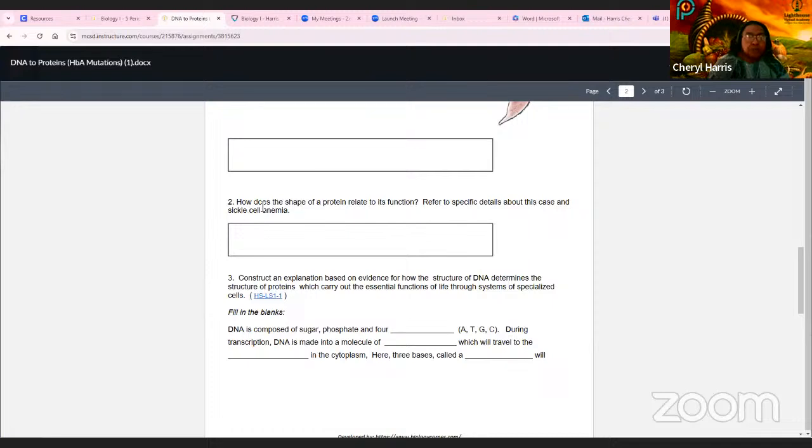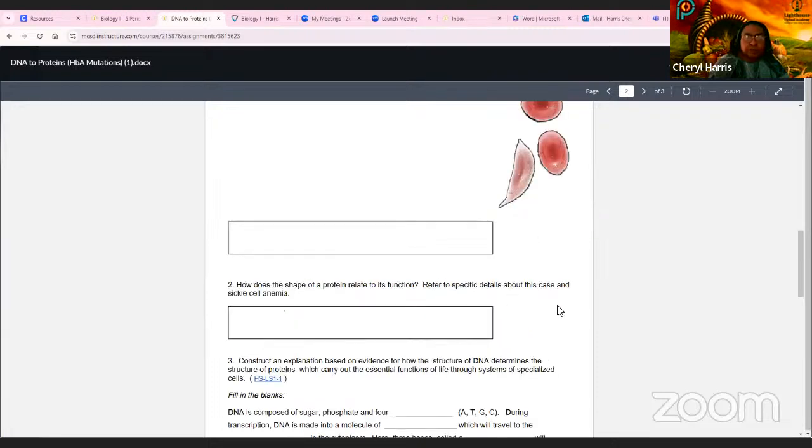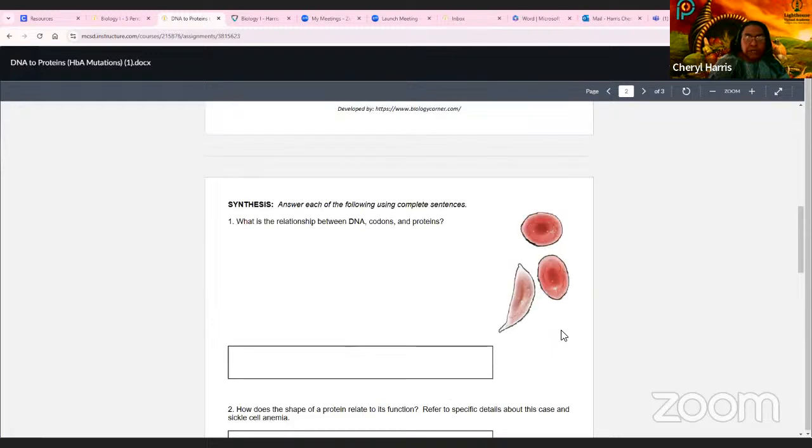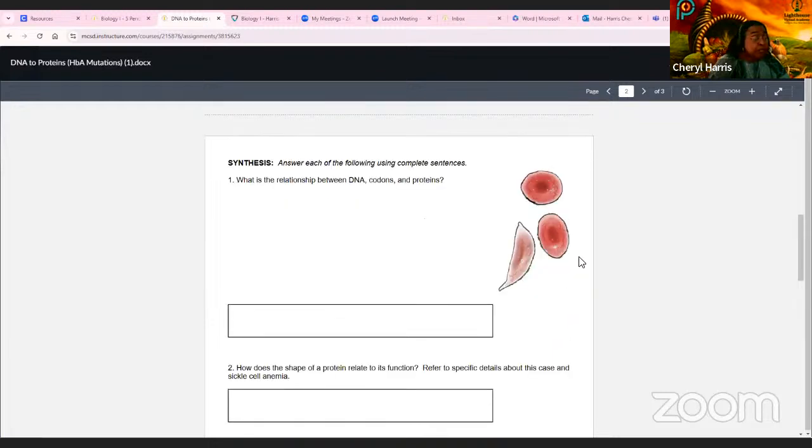Next one wants to know, how does the shape of this protein relate to its function? It says be specific to this exercise on sickle cell anemia. So again, we need to know what is the function of a red blood cell, and we need to explain that the round shape allows it to do that function. The sickle shape reduces its ability to do that.